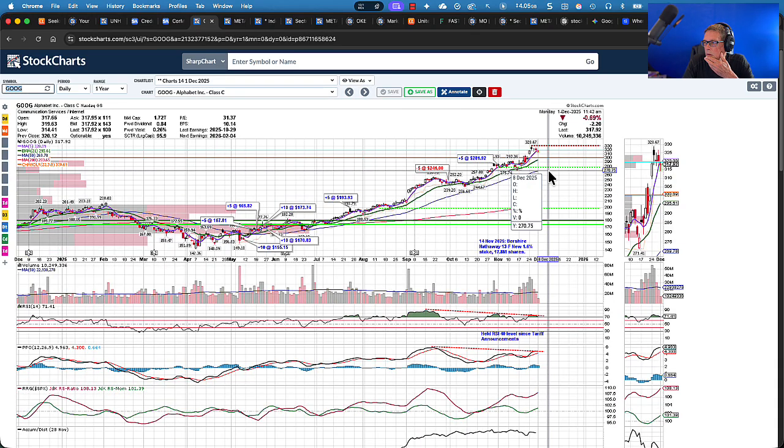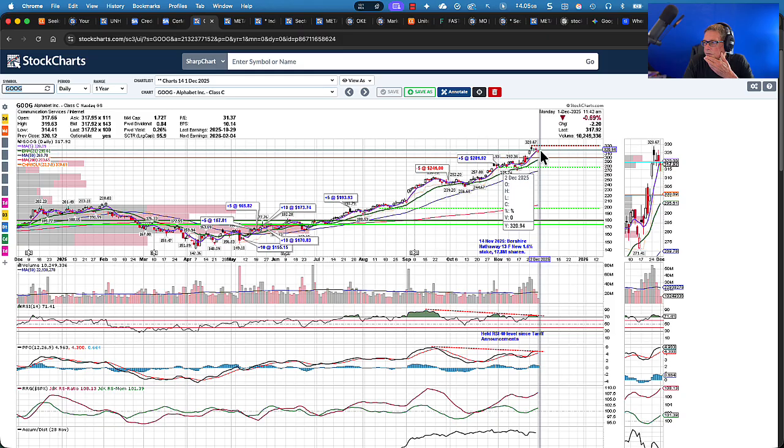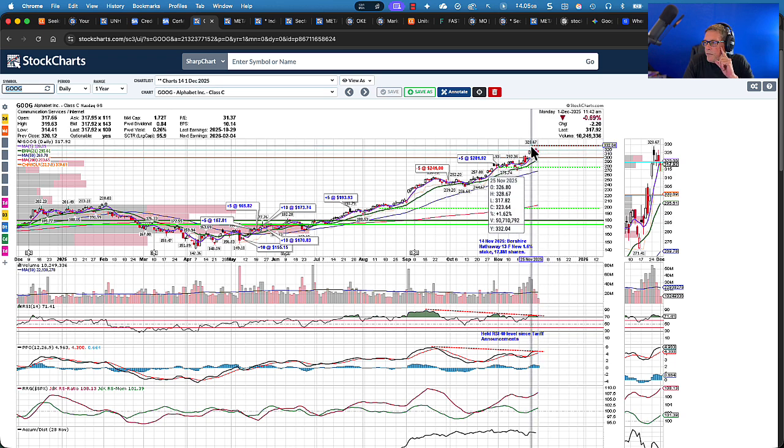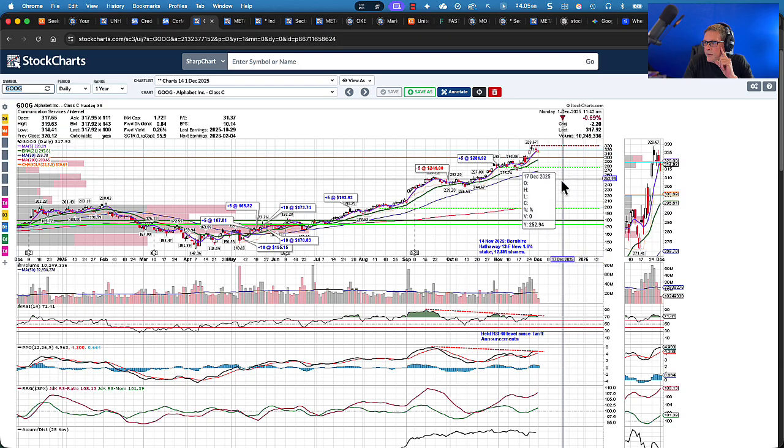Google is past what I consider fair value, which I have calculated to be about $321. It did reach an intraday high on the 25th of November, so that's acting as resistance.